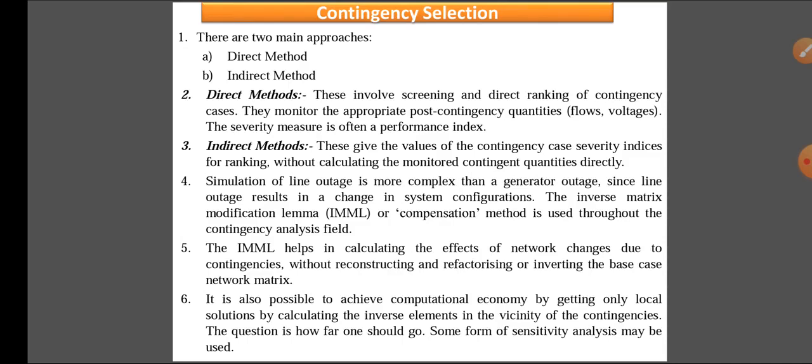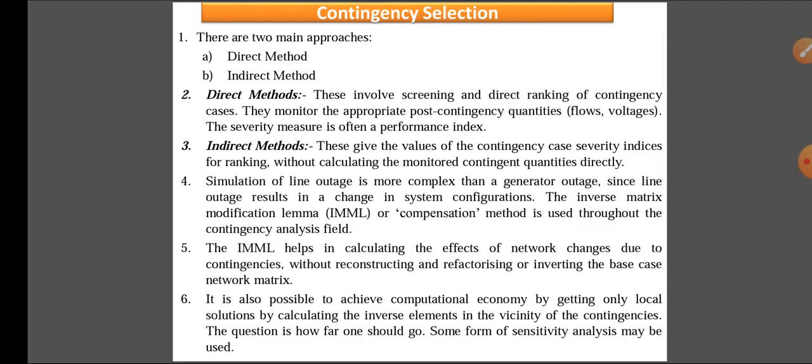The next point is the indirect method. This gives values of contingency case severity indices for ranking without calculating the monitored contingency quantities directly. Here we are not going to calculate the severity of contingencies directly. That is why the name indicates it is an indirect method.